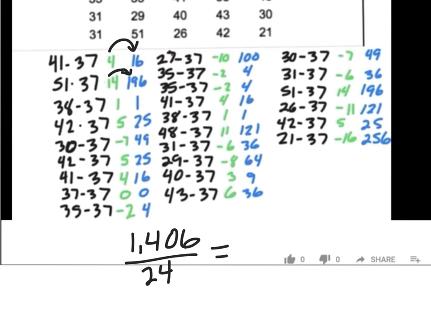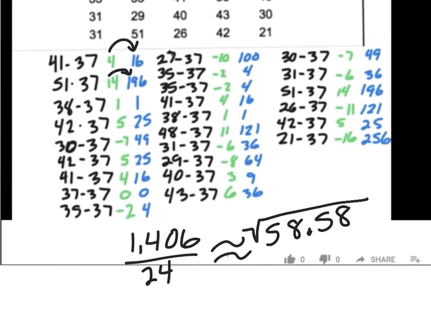So 1,406 divided by 24 gives me a little bit of a crazier decimal than I had in my other one. So I'm actually going to replace this equal sign with a squiggly equal sign that means approximately, because it's kind of a crazy decimal. So I'm going to round it to 58.58. I'm going to round it to 2 decimal places. And last but not least, I have to take the square root of that 58.58. So the standard deviation for the West store, again, is approximately, I'm going to write it down here in green, 7.65.